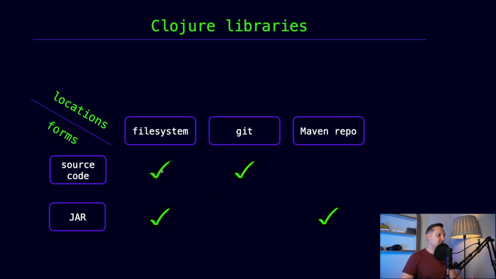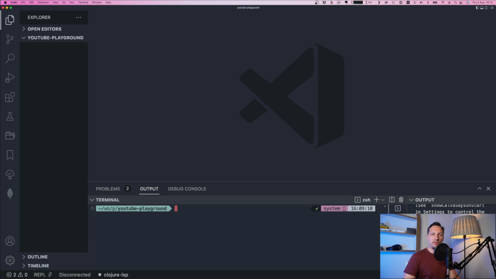On your local file system, you can store a library as a source code or as a jar. Or in the GitHub, you can store it as a source code. And in the Maven repo, you could put your jar. Let's create a simple library and try it in all the forms and locations that we just seen on the diagram. The most simplistic library form will be a folder with source code.